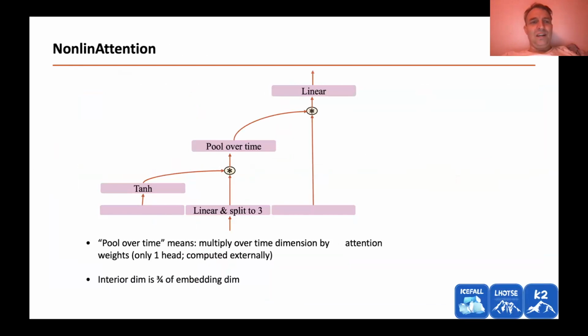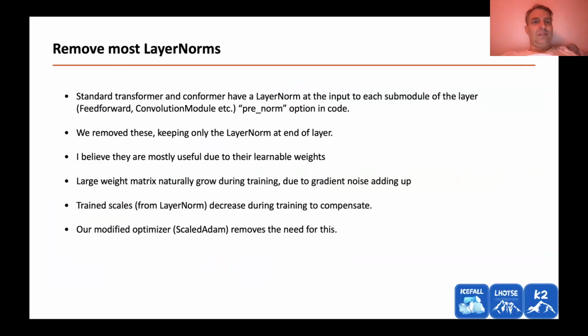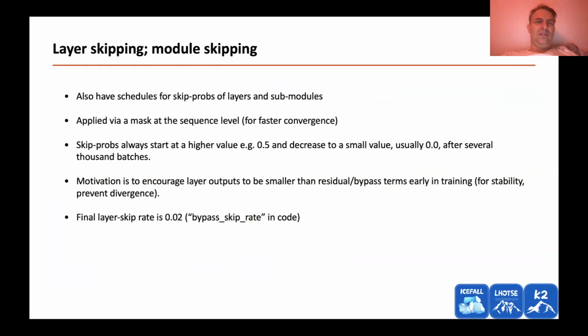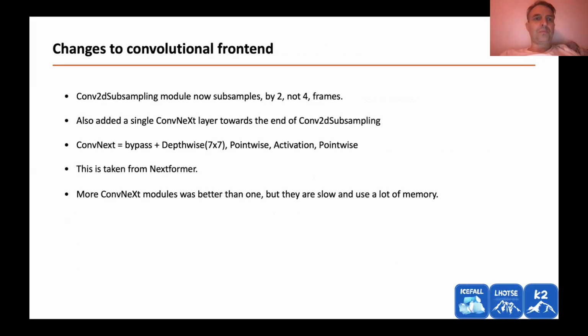This non-linear attention module is a bit inspired by some of Shinji's Branchformer stuff. Different normalization layer, changes to dropout. We use kind of skinny self-attention. It turns out that you can use much smaller dimension for the queries and keys and values than people normally do, and it still works the same, or even a little bit better.